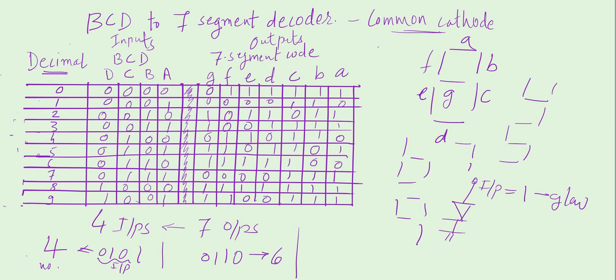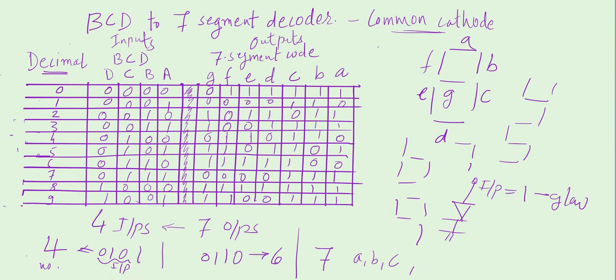We can see it in another way also. If 7 is to be displayed, then which segments of the 7 segments should be on? They should be A, B, C. If 4 is to be displayed, then which segments should be on? F, E, C, B are on.